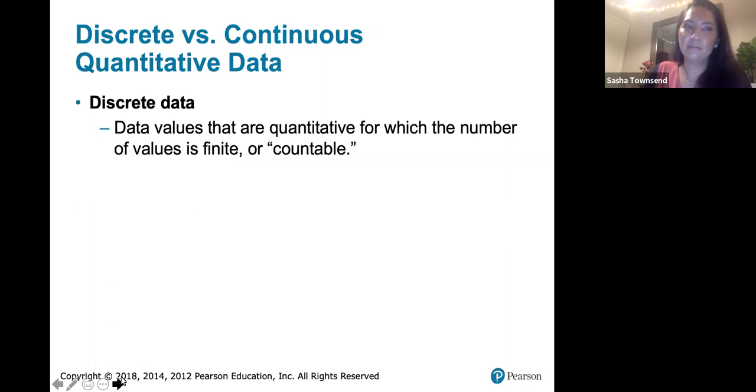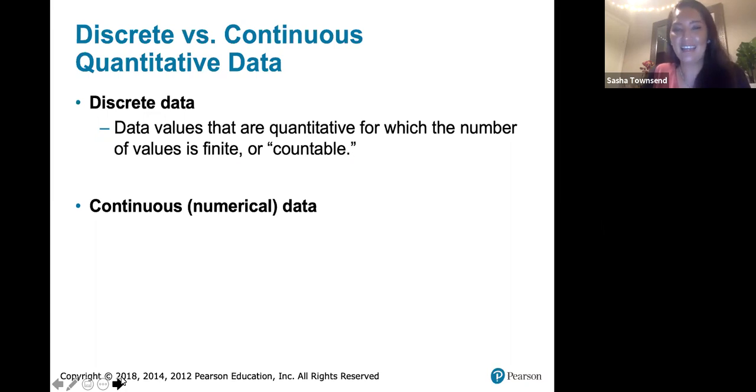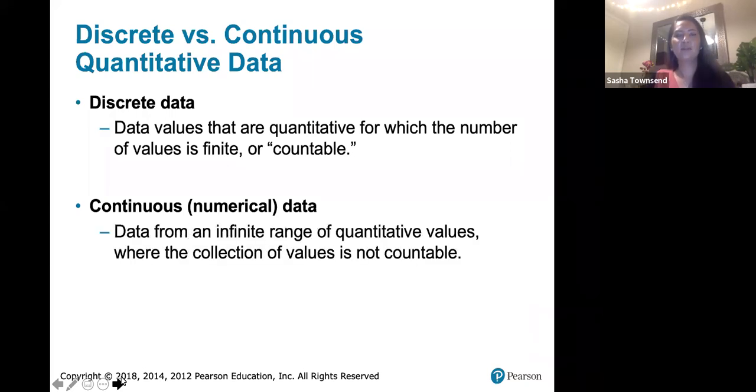That's discrete data. Now, continuous data, or continuous numerical data, is data that is quantitative, but it's a number in a range, an infinite range of values. So it comes from an infinite range of quantitative values. As a math teacher, I tend to think of continuous numerical data in terms of the number of points on a line. If I were to try to count all of the points on the line, there are always going to be little gaps. I'm always going to miss some, and then I'll go back through and try to count them again, and I'll still miss some.